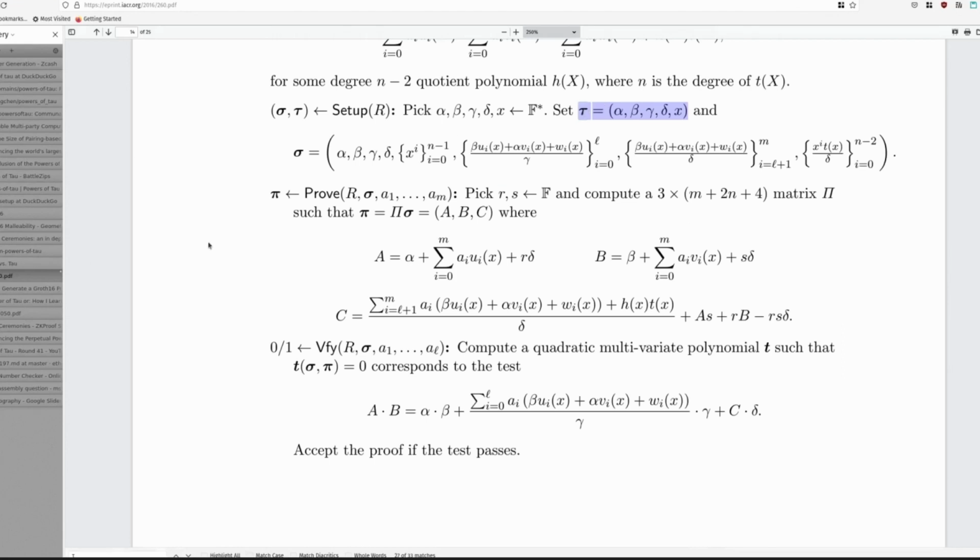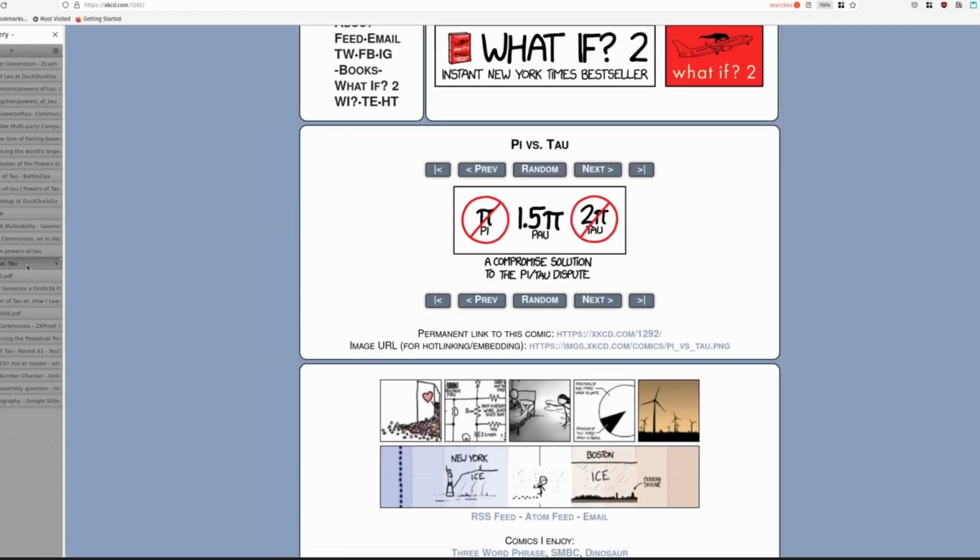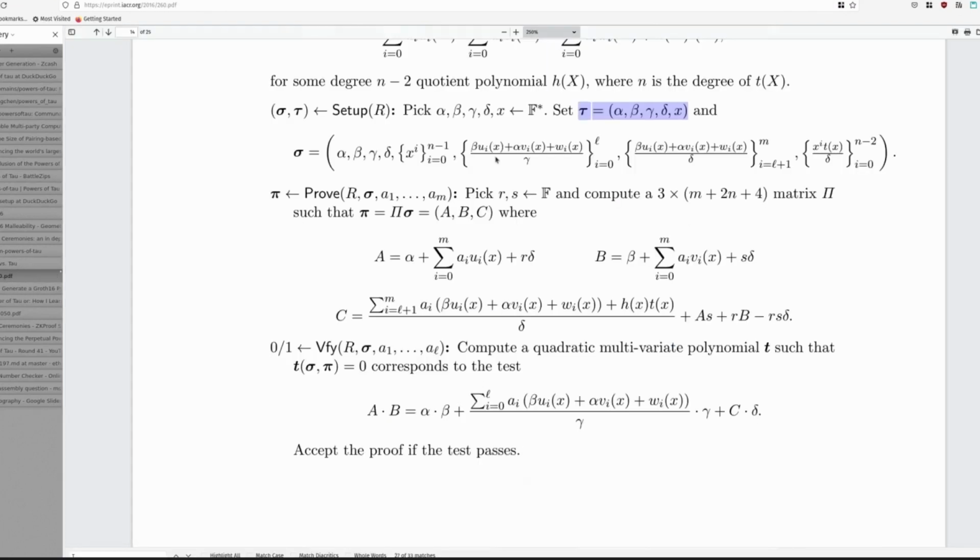There's no particular resemblance to 2 pi, which is also known as tau, which kind of reminded me of a funny XKCD comic. Yeah, I love it. It's great. So good. Okay. It has no relation to that.